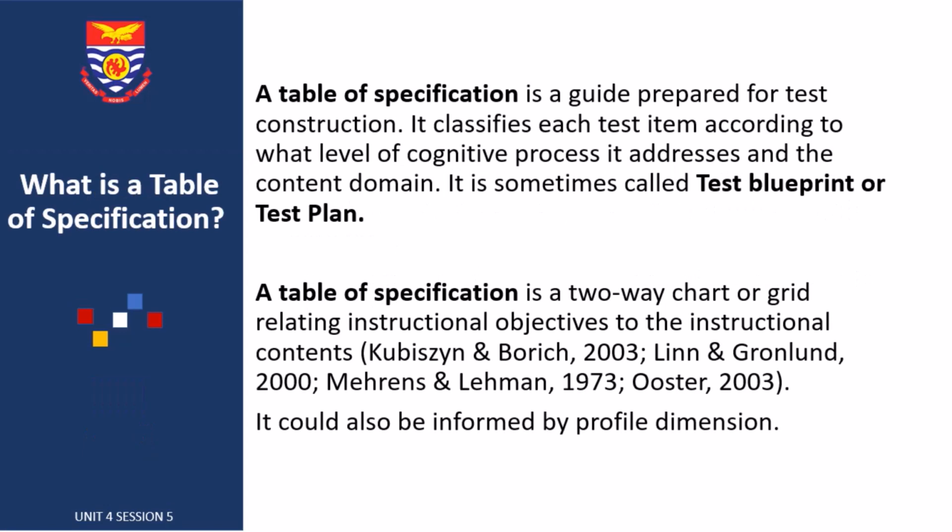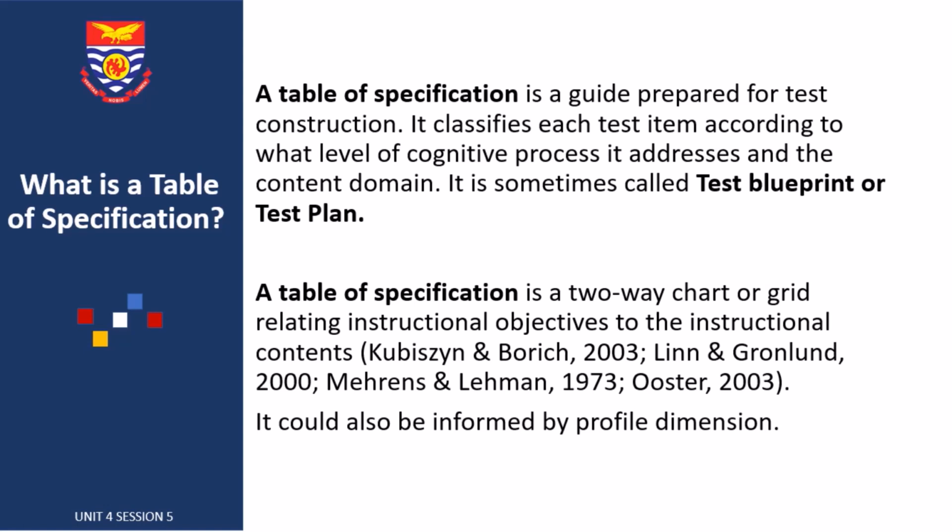The table of specification. A table of specification is a guide prepared for test construction. So when they ask you what a table of specification is, it's just a guide that is prepared for test construction. It classifies each test item according to the level of cognitive process it addresses and the content domain. It's sometimes called a test blueprint or test plan. So instead of saying table of specification, I'll be using test blueprint or test plan in this course.